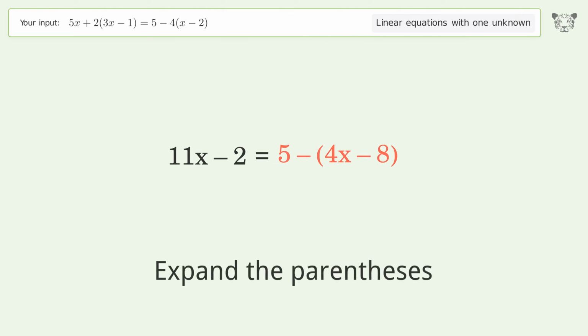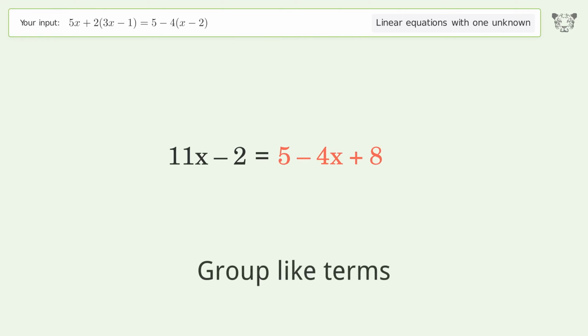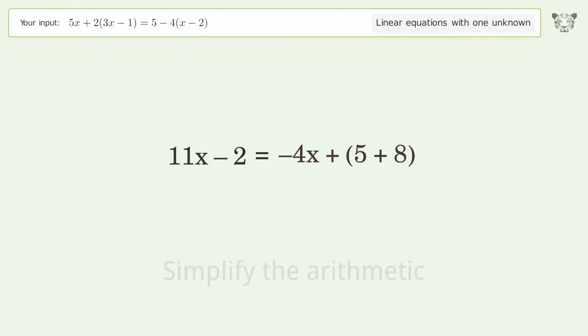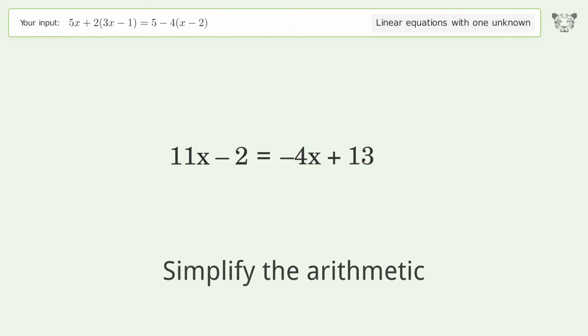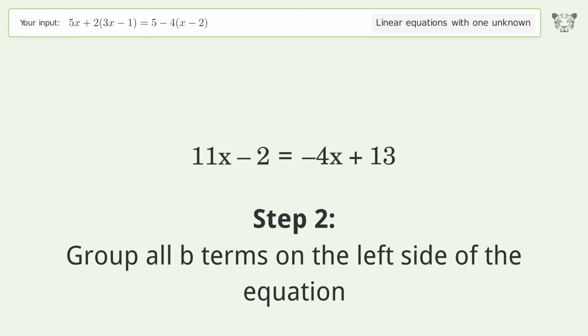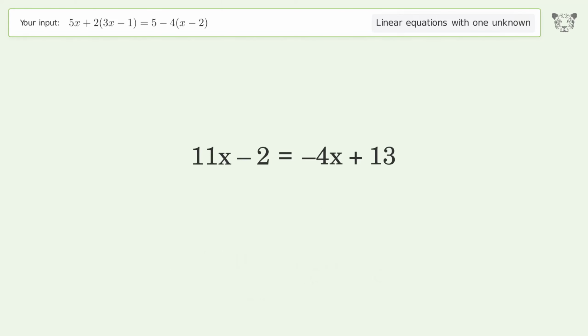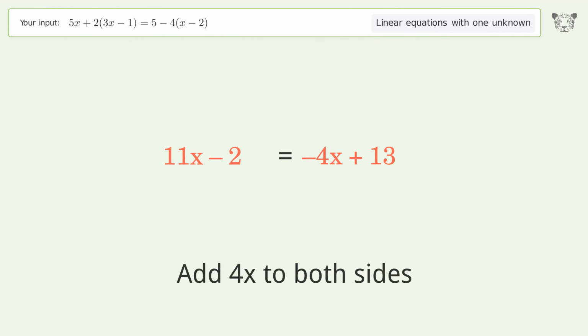Expand the parentheses. Group like terms. Simplify the arithmetic. Group all b terms on the left side of the equation. Add 4x to both sides.